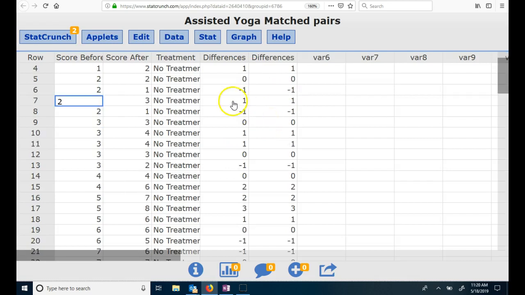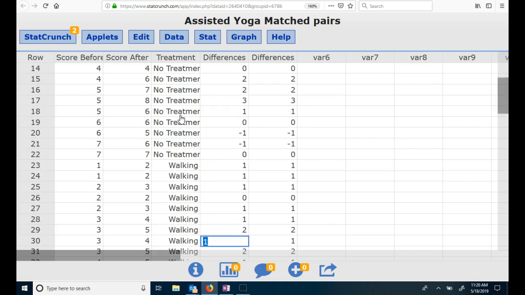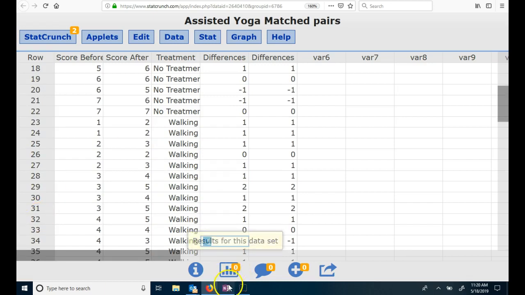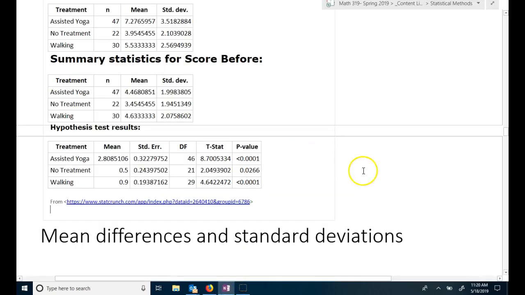Okay, and what you can see here is my differences. Score after minus score before, so that's 1. That tells me that I've got the right relationship. Score after minus score before, that's 0. Then I have one of negative 1. That means my score after was lower than my score before. Okay, and I do that for every single one of them. I find these differences for each and every one of them, and I can store those in.